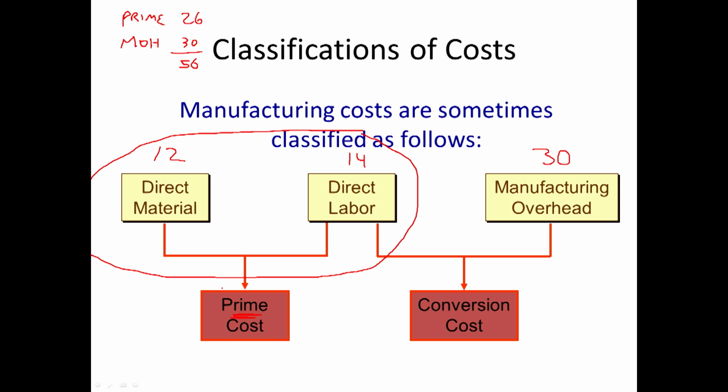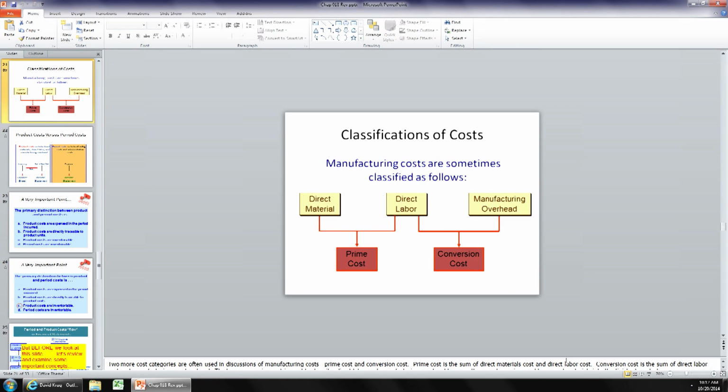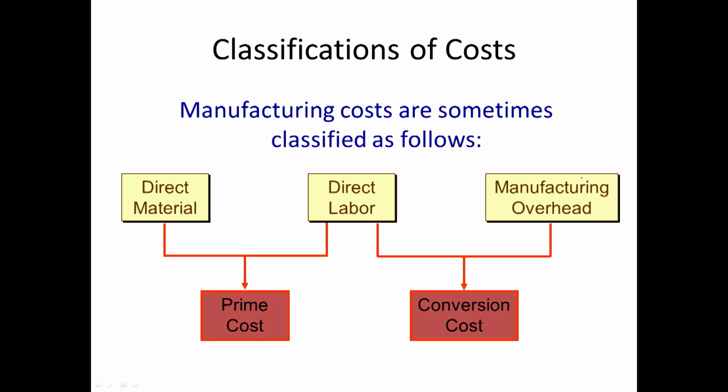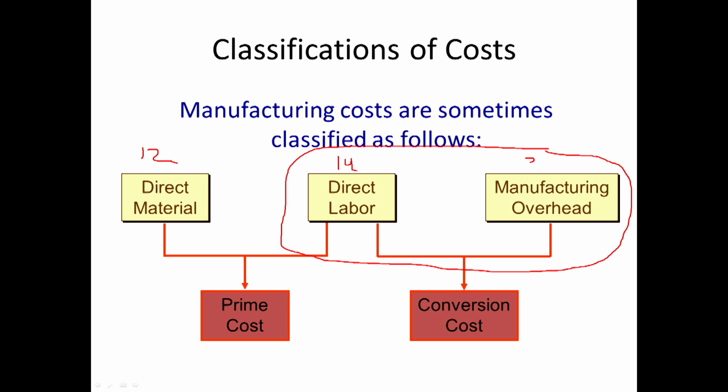Now, let me get rid of my writing here. Go back to that slide. Okay? There are some companies that treat these two items together. What did I say direct materials were? 12, 14. Oh, direct material is 12. 12, 14, and this was 30. So if you classify your direct labor and your MOH together, that is called conversion costs.